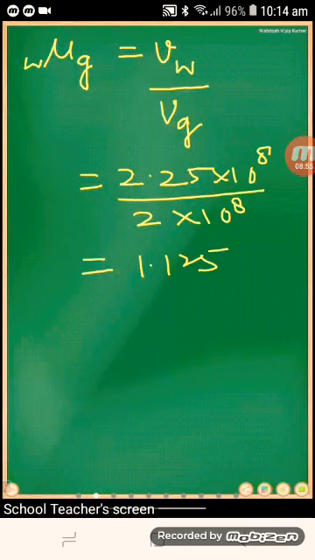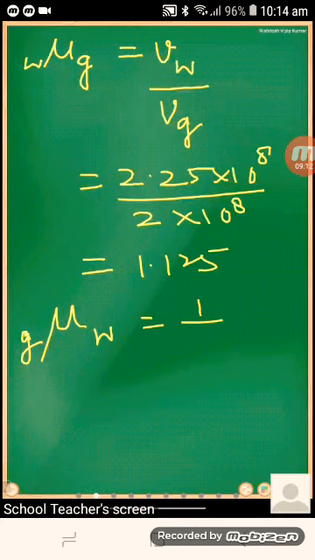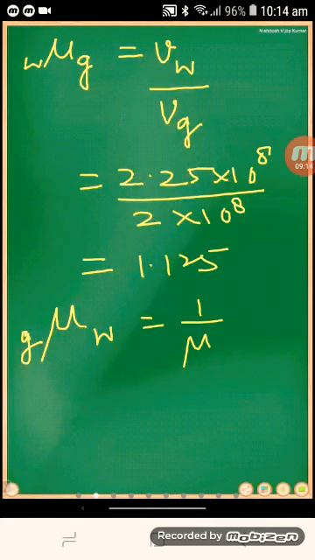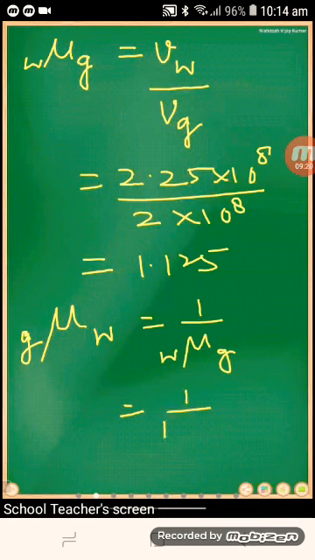Similarly, if you try to calculate the refractive index of water with respect to glass, in that case you will find that this will be equal to 1 upon refractive index of glass with respect to water, that is 1 upon 1.125, which comes out to be 0.89.